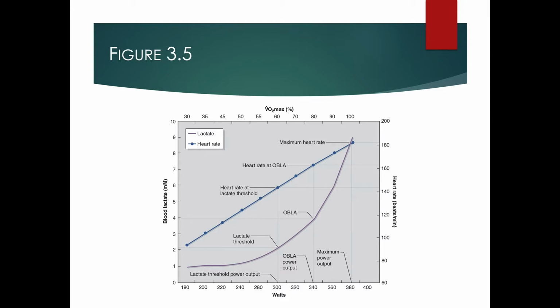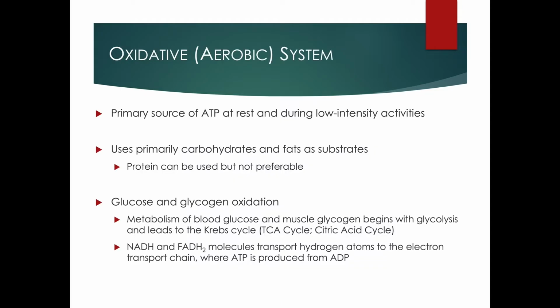This can be pushed further to the right with training. The more trained you become, the better you're able to handle things metabolically without this huge appearance of lactate. So you can move this to the right with more aerobic training. This is going to happen no matter who you are, the appearance of lactate. But up to the point where it becomes overwhelming, you could move that threshold to the right with a lot more aerobic training, which helps you metabolically handle all the processes before it becomes overwhelmed. Getting into the oxidative system, this is the primary source of ATP at rest and during low intensity activities.